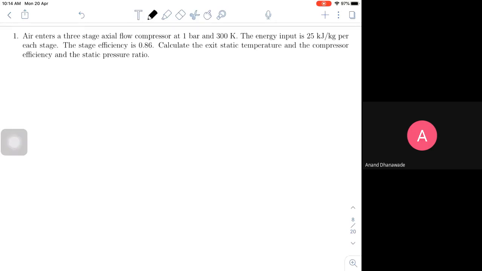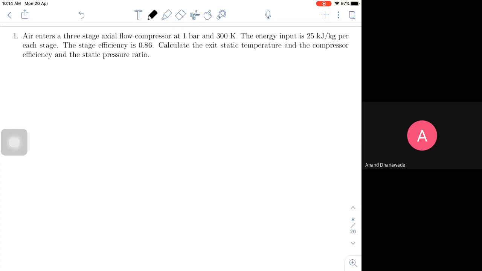Compressor at 1 bar and 300 Kelvin, the energy input is 25 kilojoules per kg for each stage. That is, per stage means for each stage. The stage efficiency is around 86%. Calculate the exit static temperature, the compressor efficiency and the static pressure ratio. These are what we're supposed to find.